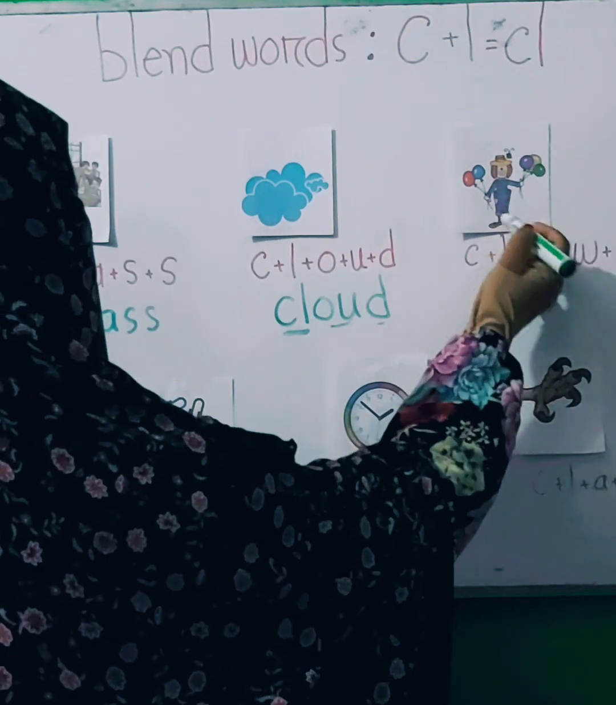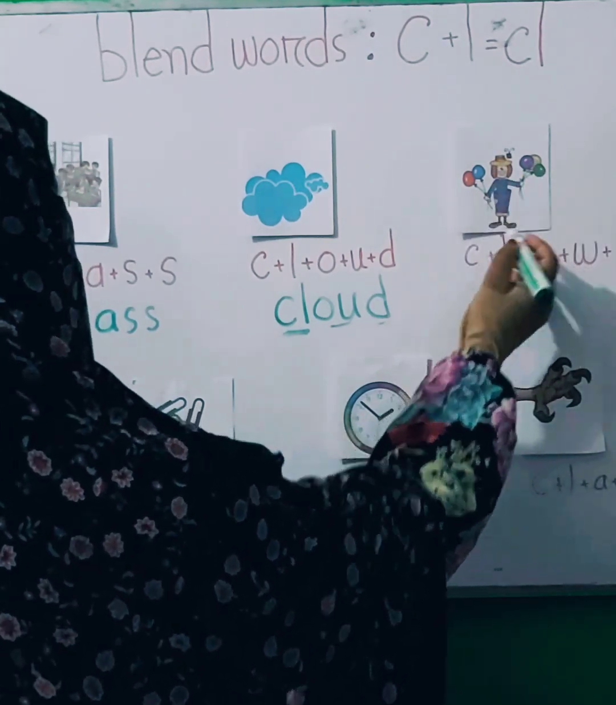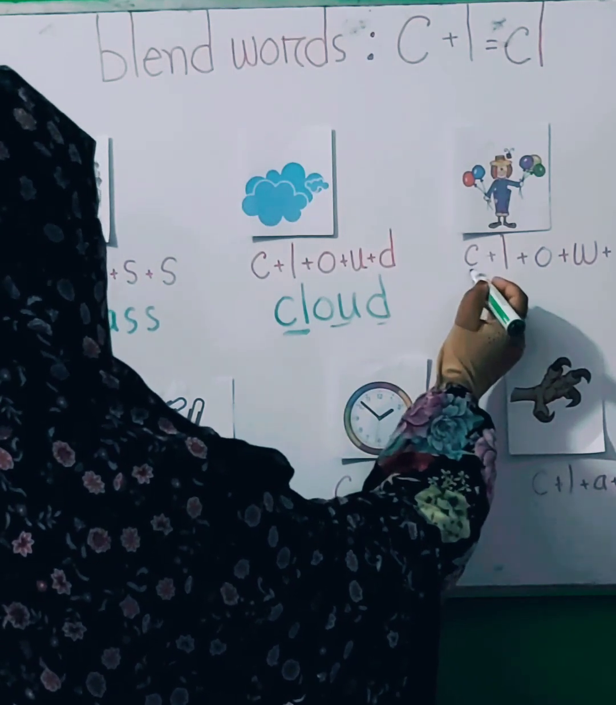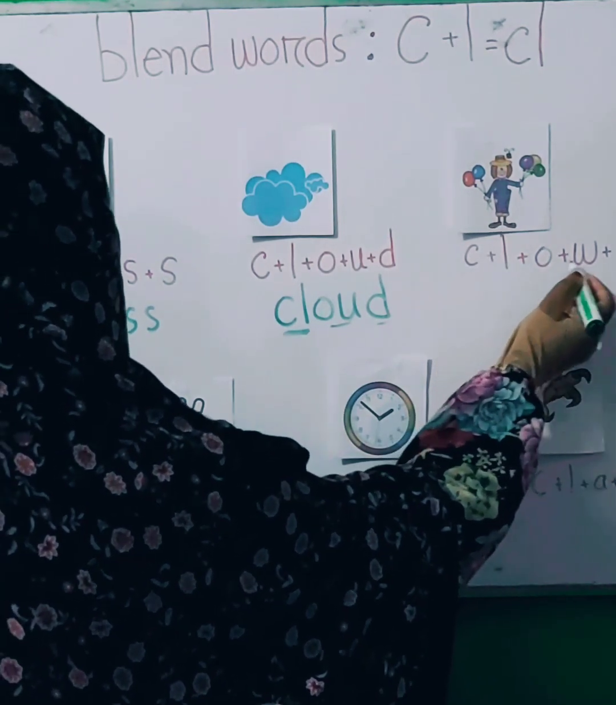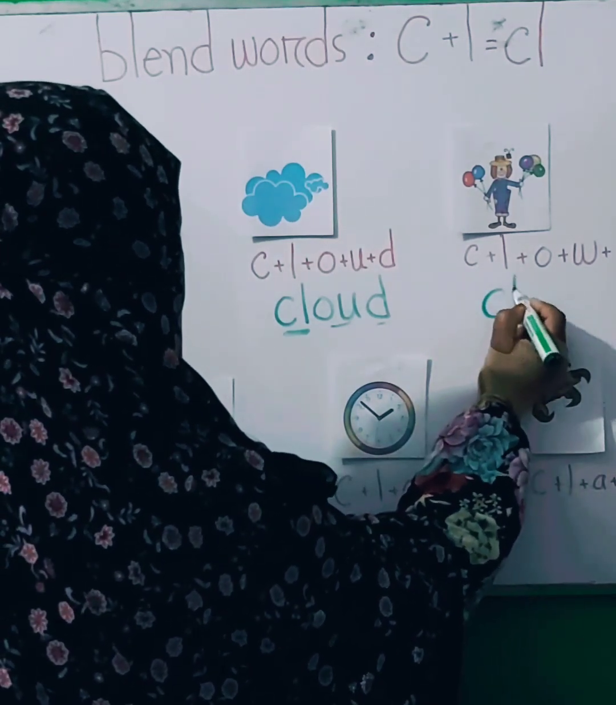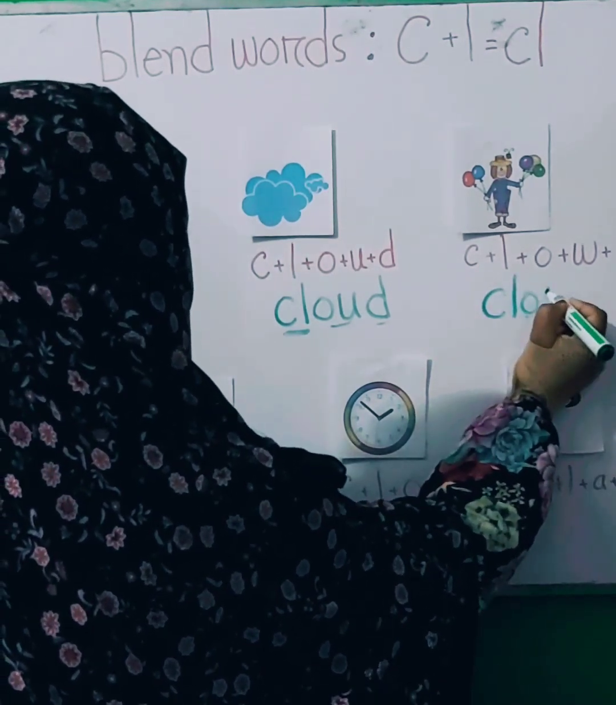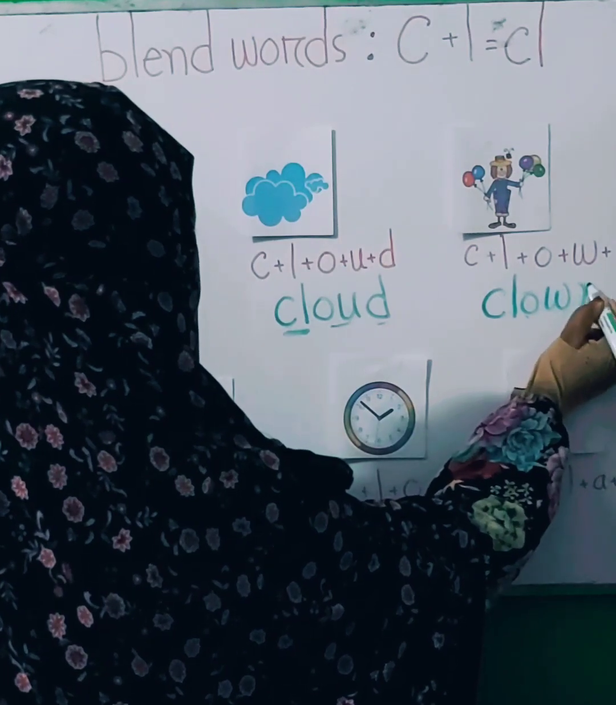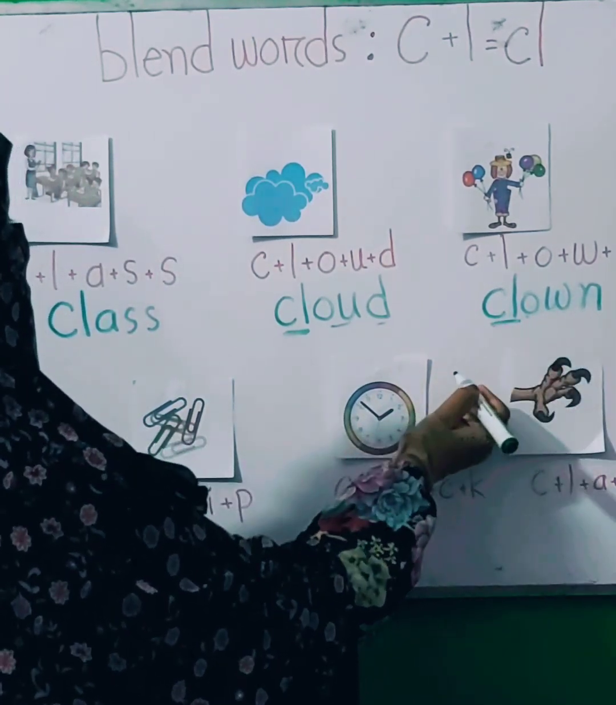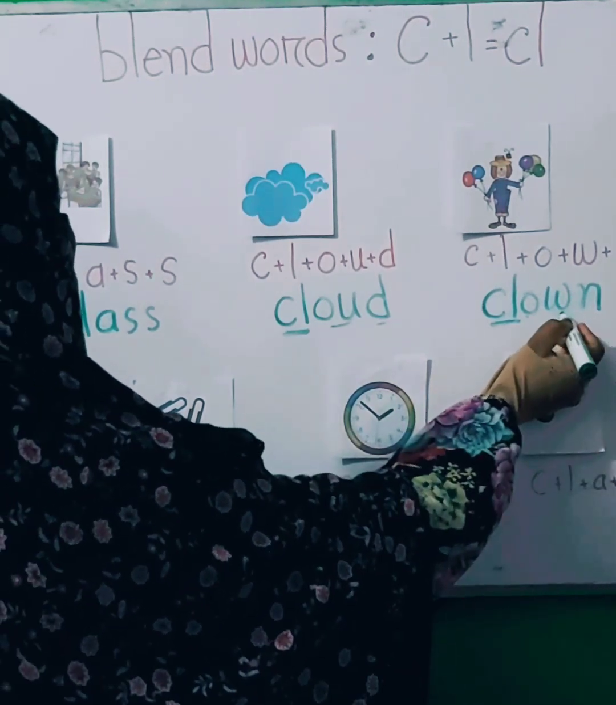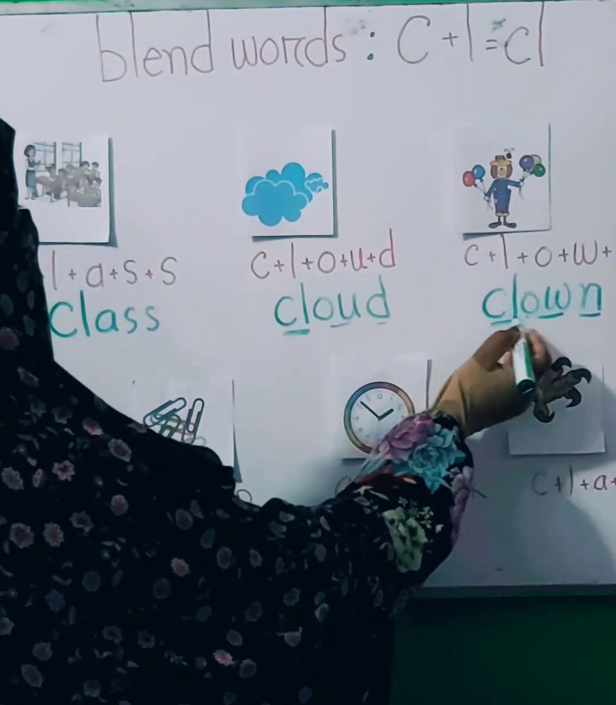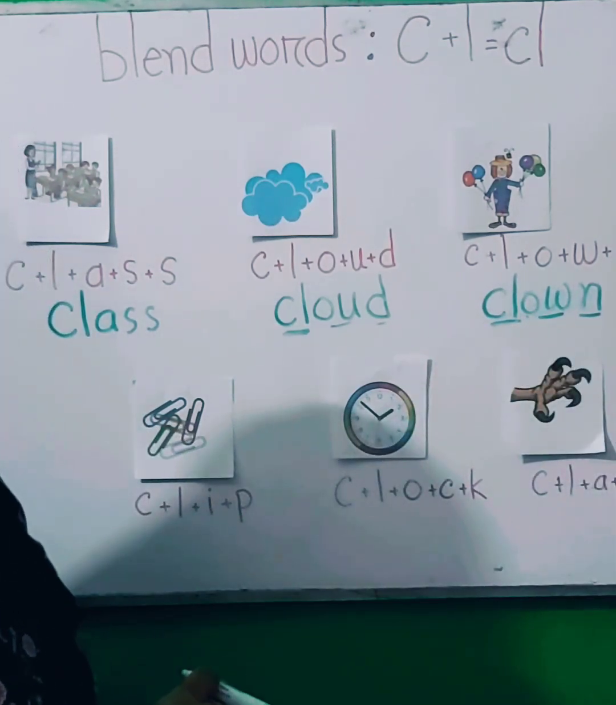This is a clown. That means joker. Okay? This word is C, L, O, W, N. Let's make the word with these letters. Okay. This is clo. Ow. Clown.